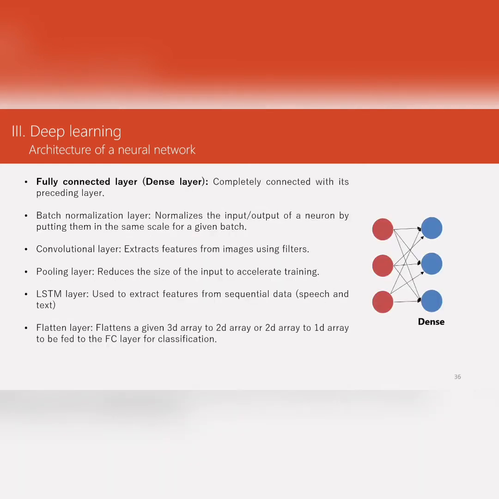Now, let's see the different layer types that exist within a neural network. So we have the fully connected layer, also called dense layer. And this layer is fully connected with its previous layer, meaning that each neuron of this layer is connected to all the neurons in the previous layer, as you can see in the example.